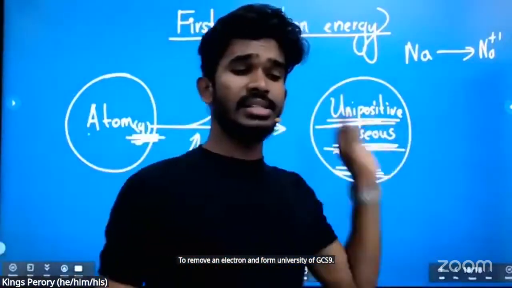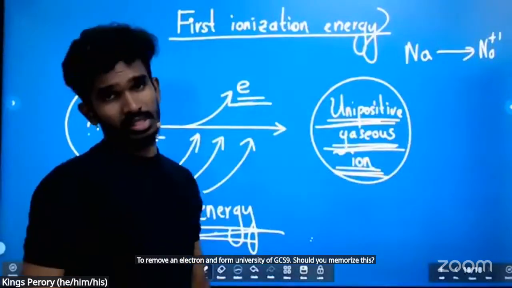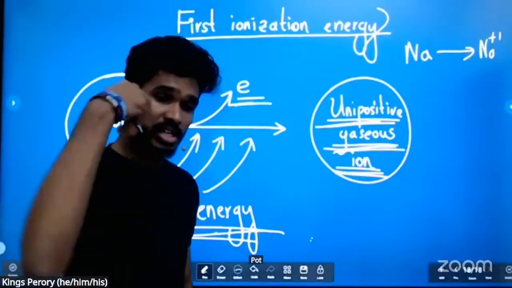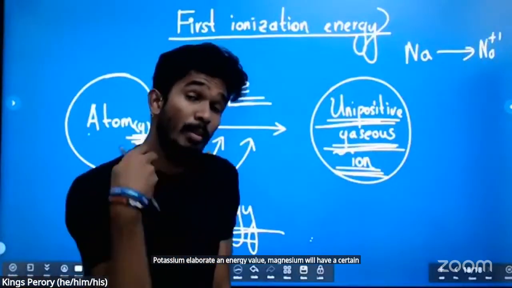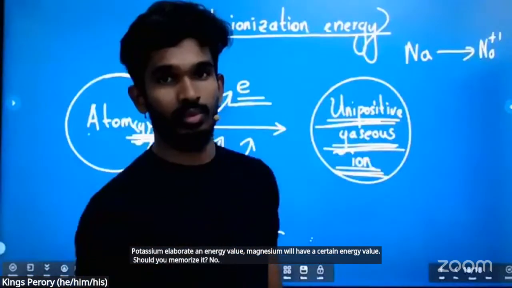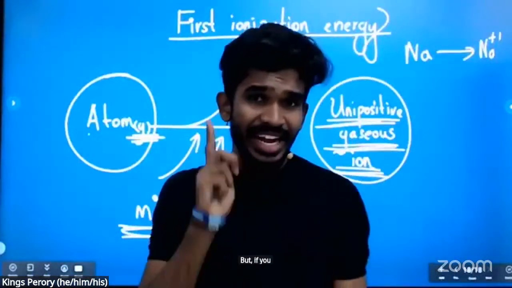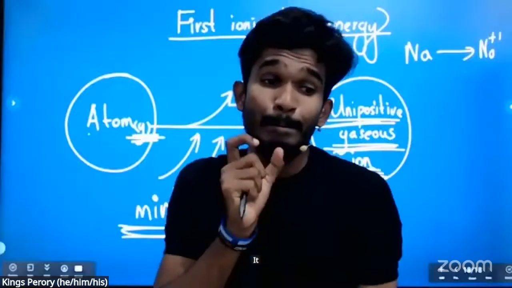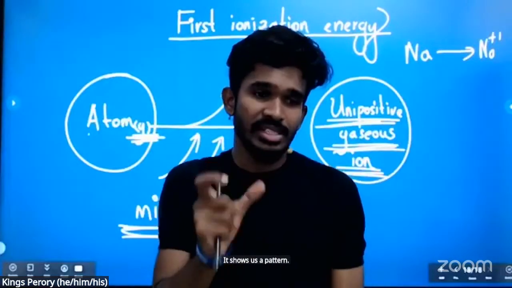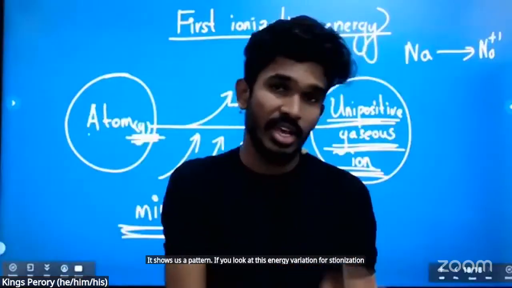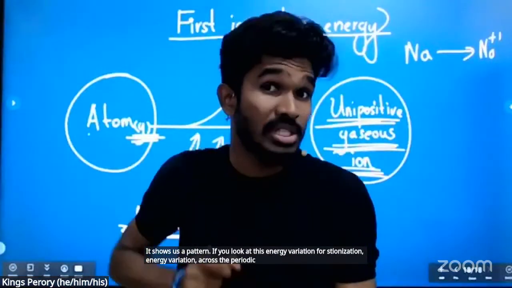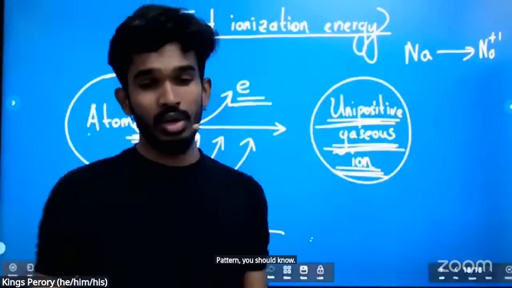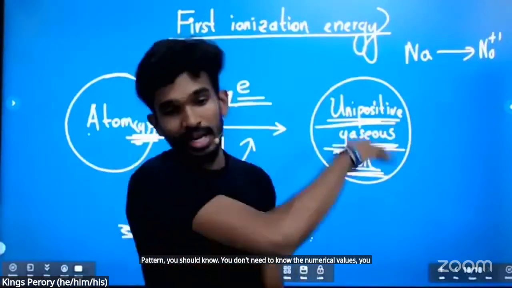Should you memorize these energy values? Sodium will have a certain energy value. Potassium will have a certain energy value. Magnesium will have a certain energy value. Should you memorize it? No. But if you look at the first ionization energy variation across the periodic table, it gives us a pattern. That pattern you should know. You don't need to know the numerical values. You should know the pattern.